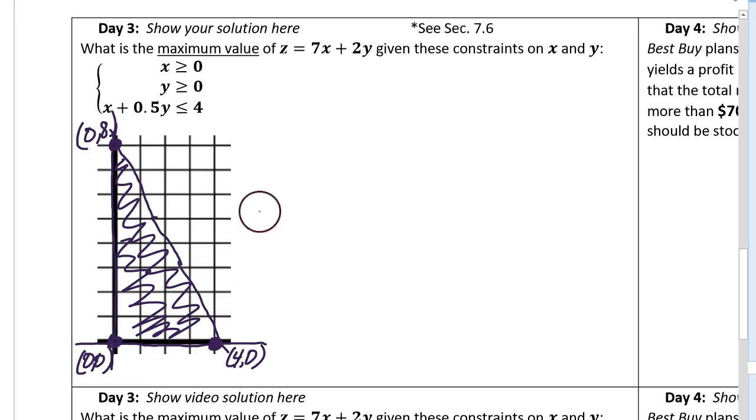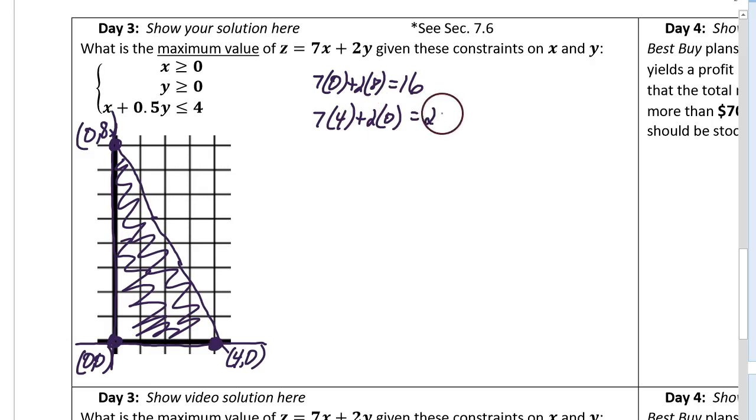Which of these ordered pairs, when substituted into the expression, creates the maximum value? Let's try the 0, 8. 7 times 0 plus 2 times 8 is 16. Let's also try the 4, 0. 7 times 4 plus 2 times 0. That makes 28. So what is the maximum value? It's 28.